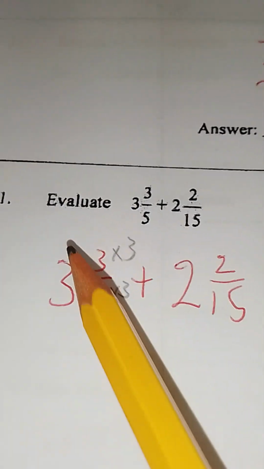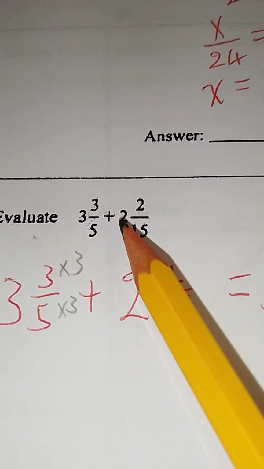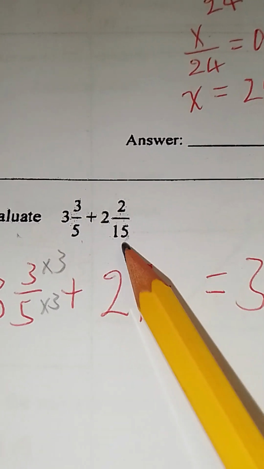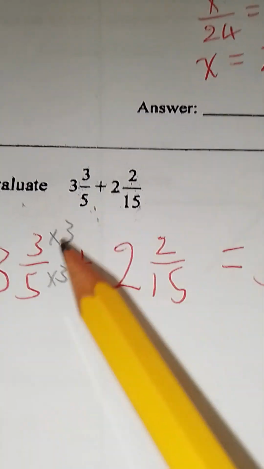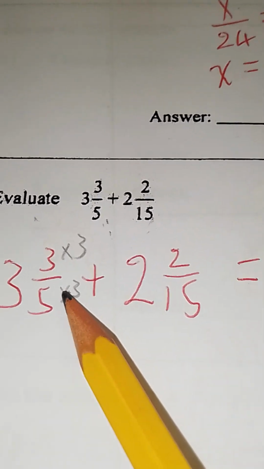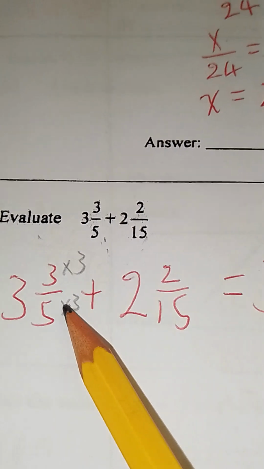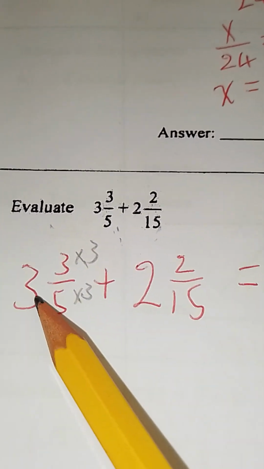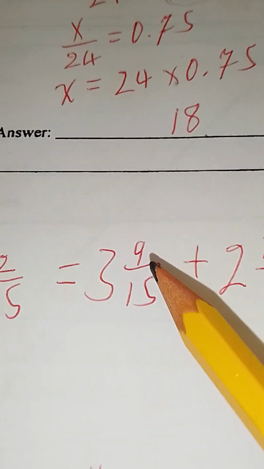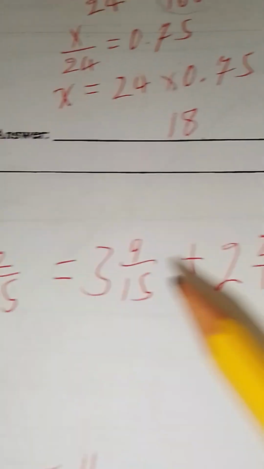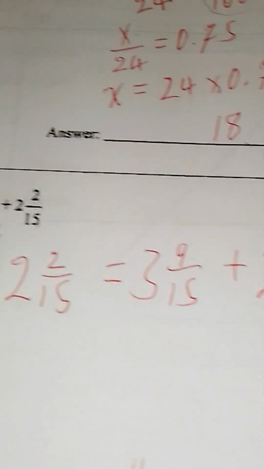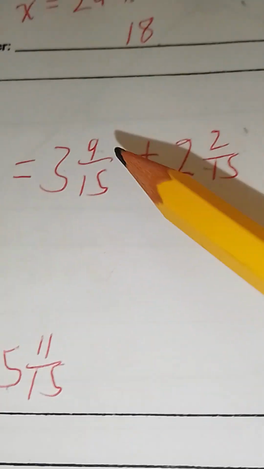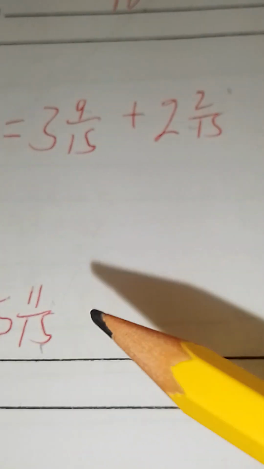Next one, evaluate 3 3/5 plus 2 2/15. The LCD is going to be 15. How do I change this to 15? Multiply the bottom by 3. Whatever you do to the denominator, you must also do to the numerator. So I end up with 3 and 9 over 15 plus 2 and 2 over 15. Now I can add these two together, and I get 5, and 9 plus 2 is 11 over 15.